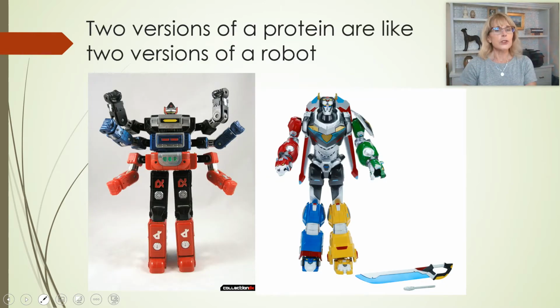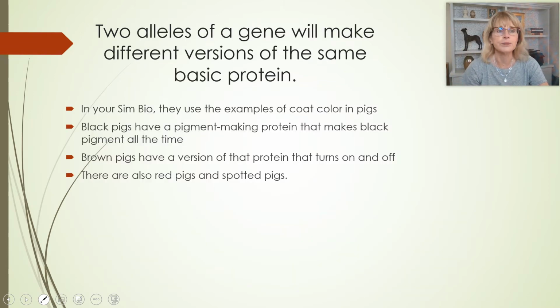So I've told you that many proteins are like robots. Here are two versions of Voltron, the toy. They're both Voltron, so these would be the same gene, the same toy, but two different versions of it, two different alleles. This one over here can fly. This one over here cannot fly, but has got more arms, whatever that's good for, all righty? So everyone's got a gene for all these human characteristics. We just have different versions of it. We have different alleles. Okay?